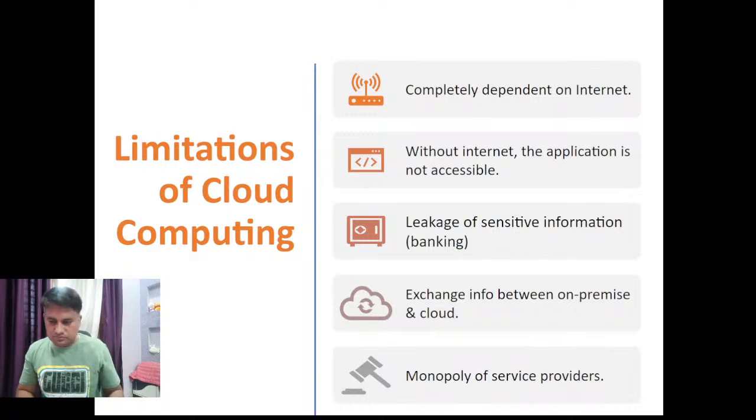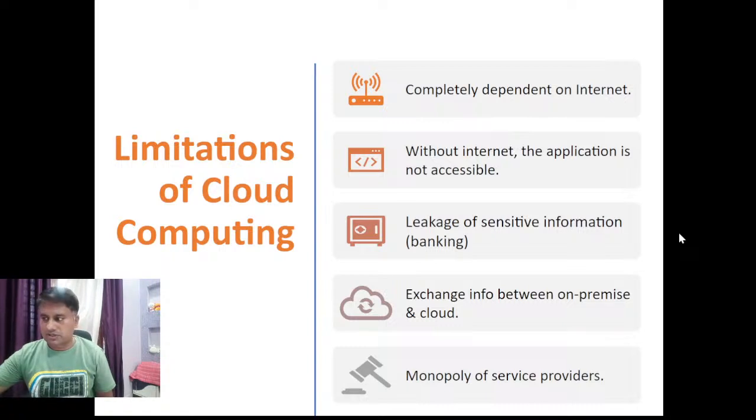Okay, so I'm coming back to the slides and we'll be talking about limitations of cloud computing. As I was saying, there is nothing in this world which has only benefits. There are some limitations as well. The very first and the most important limitation is complete dependence on the internet. That can be challenging at times.